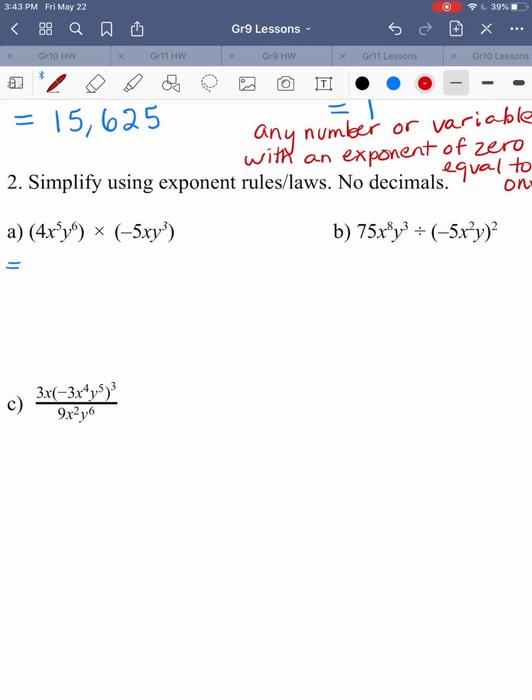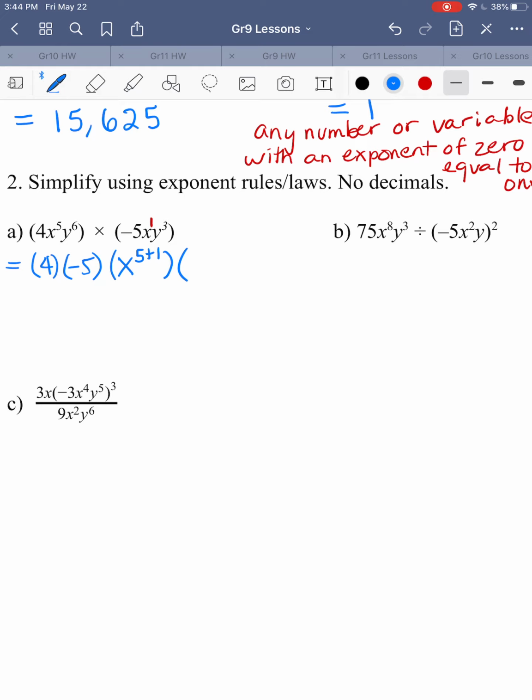So notice that this x has an exponent of 1. And what we're going to do is start off by multiplying the coefficients. So the 4 and the negative 5, those are coefficients. We're going to multiply those together. Then we're going to be multiplying our x's together, and when we do that, that means that we are adding the exponents. So we have x to the power of 5 plus 1.